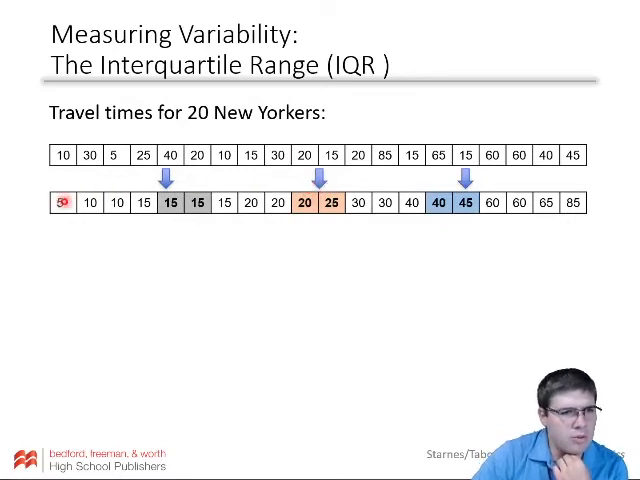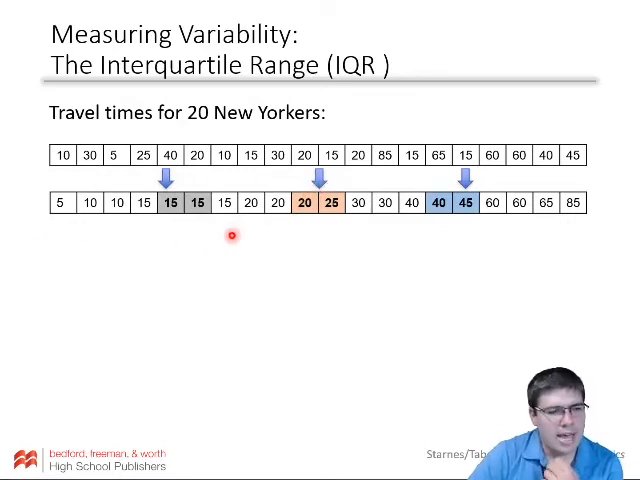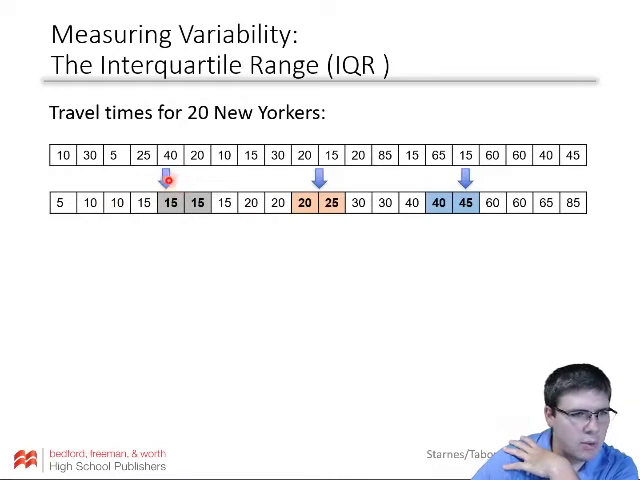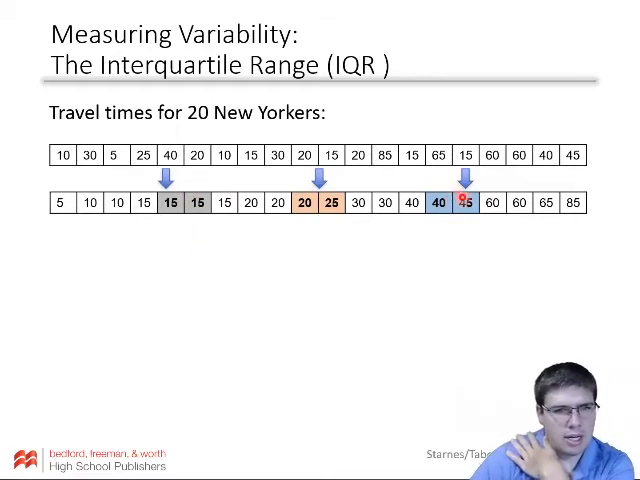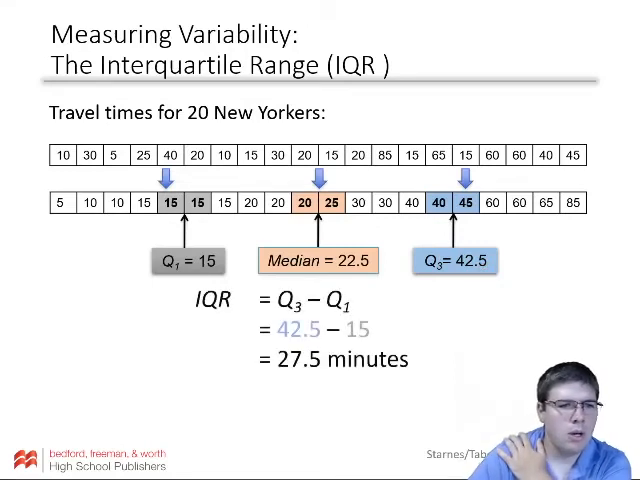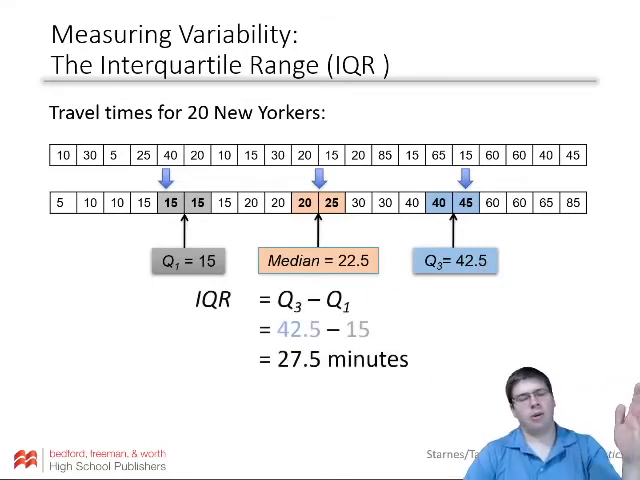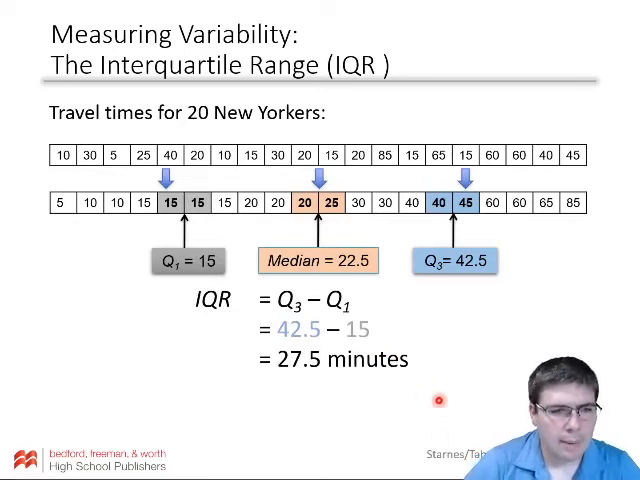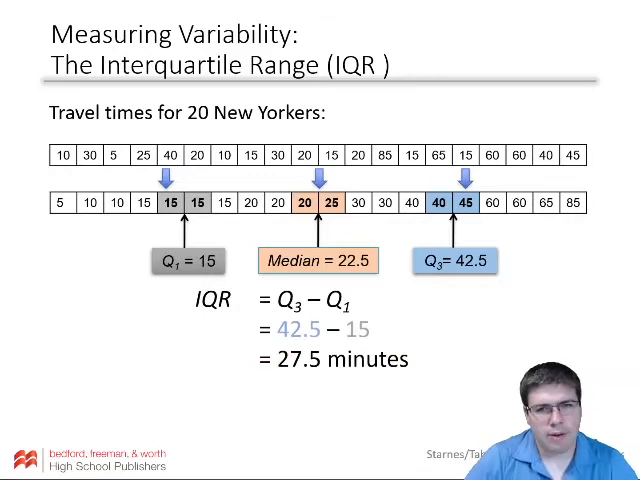And then out of those first 10, we divide that into 5 and 5. So we have our 5th individual and our 6th individual, and we'll find the average of those two. Well, that's 15. And then the 5 after that will be our average there, so 42.5. If we find the difference between those, Q3 minus Q1, since Q2 is another way of saying the median, we end up with an interquartile range for this of 27.5 minutes.